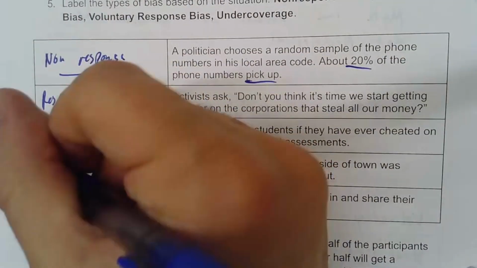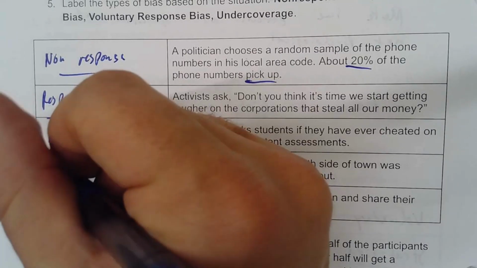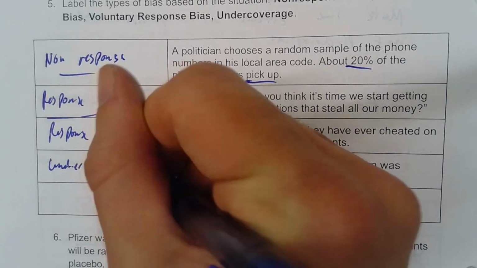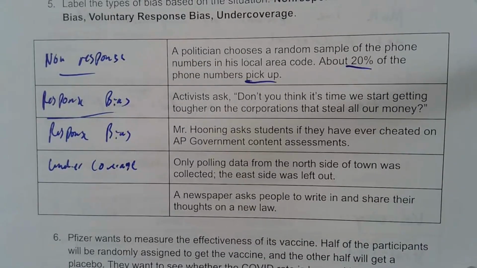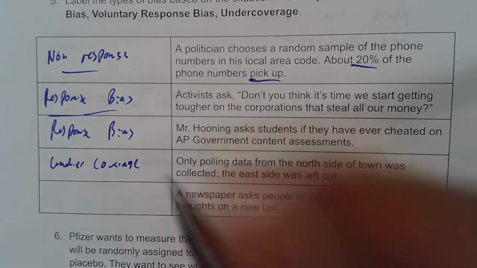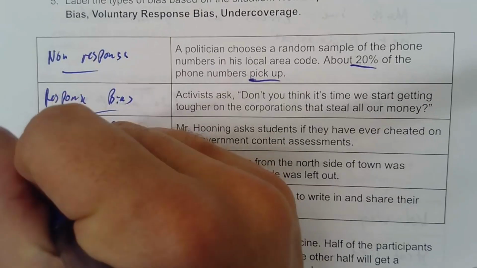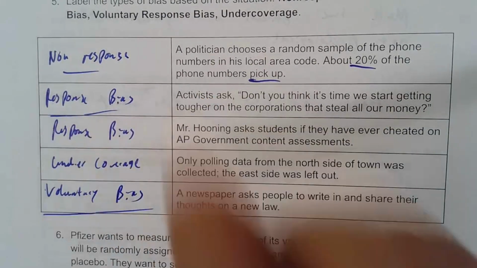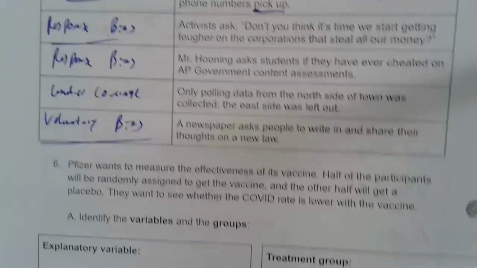Only polling data from north side have been collected, east side was left out. This is under coverage, right? We're not covering everywhere. And lastly, a newspaper asks people to write in and share their thoughts on a new law. That's gonna be voluntary response bias. Okay, because people are choosing to do that.